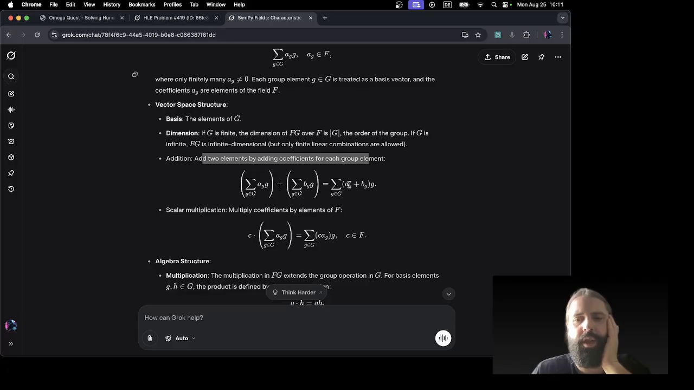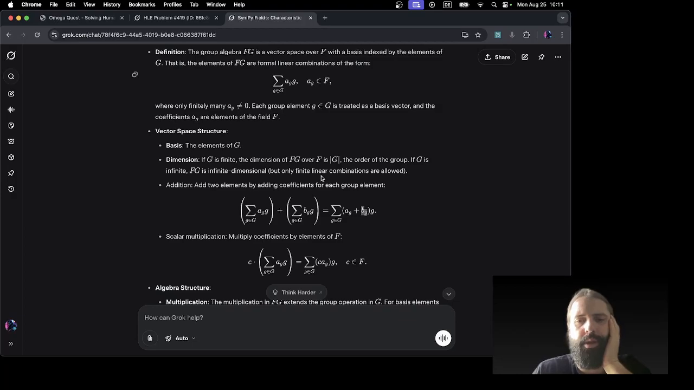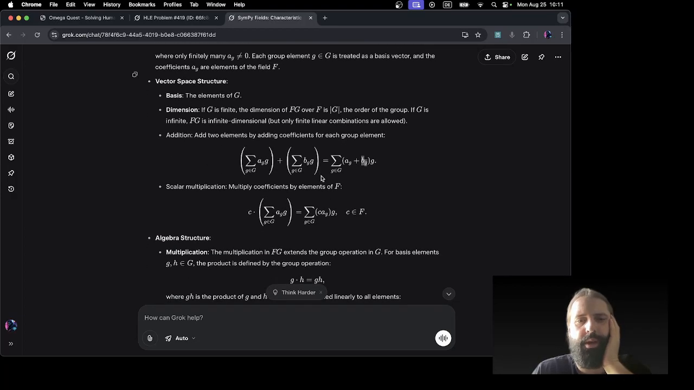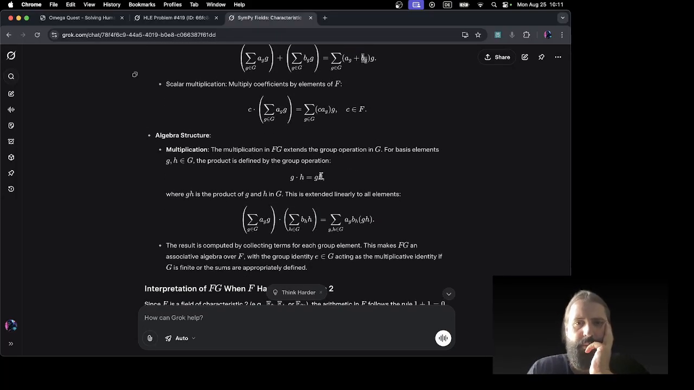Okay, so it's essentially AG plus BG. You just add, basically. Vector space structure, scalar multiplication, algebra structure: the multiplication in FG extends the group operation in G. Okay, so even multiplication. So you really get an algebra.